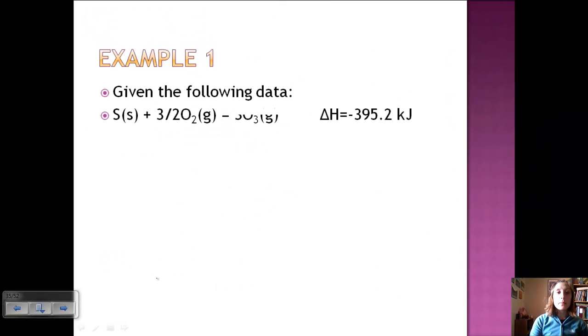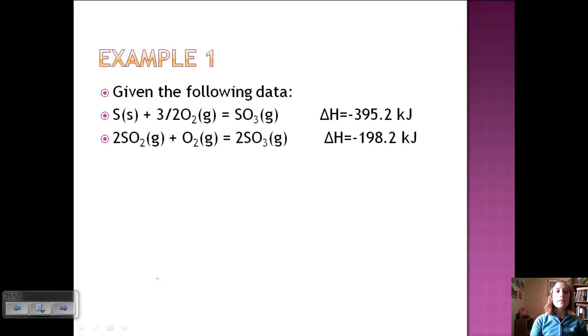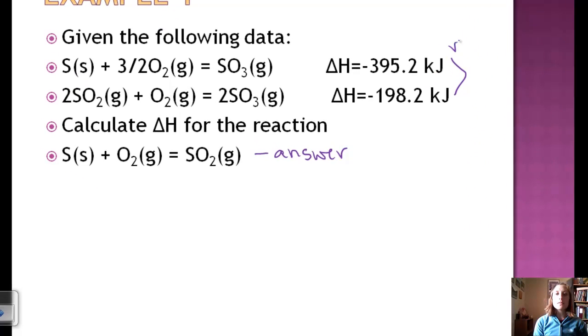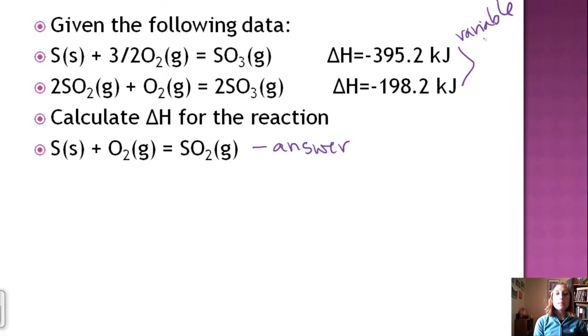Okay, let's look at an example. Given the following data, we've got 2 reactions and their enthalpies. Calculate the delta H for this reaction. The way I think about this is that the answer you're trying to get to is the target, and these 2 are like your variables, which you're trying to manipulate to get this. You're not actually going to do anything with this one. You're just trying to manipulate those top 2 to make them look like this one. So the first thing I would do is take a look at your first reactant.